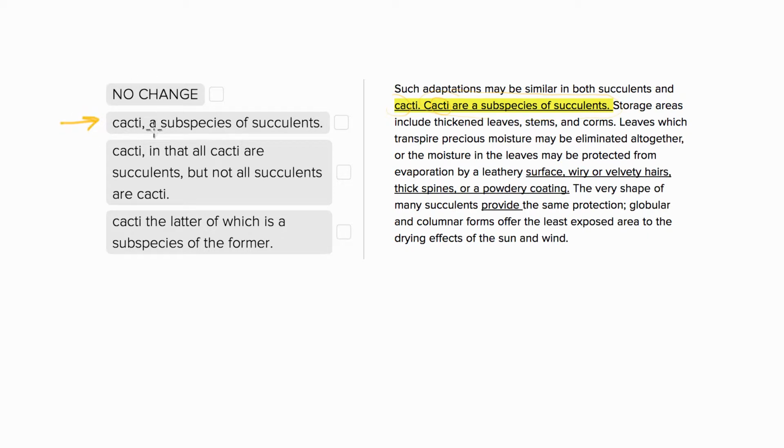We have cacti, and then it calls out with a modifying phrase, a subspecies of succulents, which clarifies the fact that we're not putting cacti at the same level as succulents. So that's superior to the first answer choice.